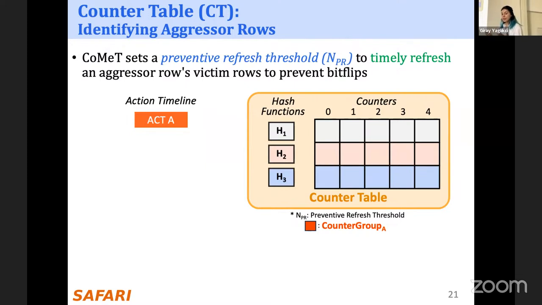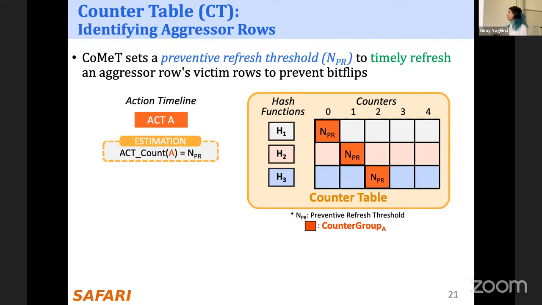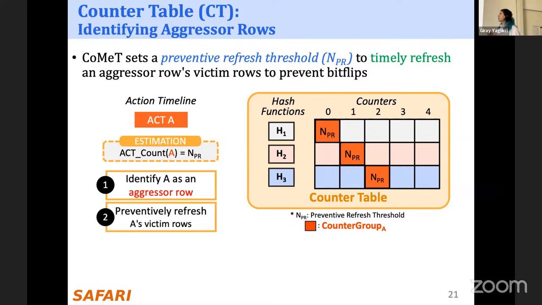And CoMeT sets the preventive refresh threshold to timely refresh an aggressor row's victim rows to prevent bit flips. In here, we have an activation to row A, and we see that all the counters in the counter table reached the threshold. That means that we will estimate the activation count as the threshold value, and CoMeT will identify A as an aggressor row and preventively refresh A's victim rows.